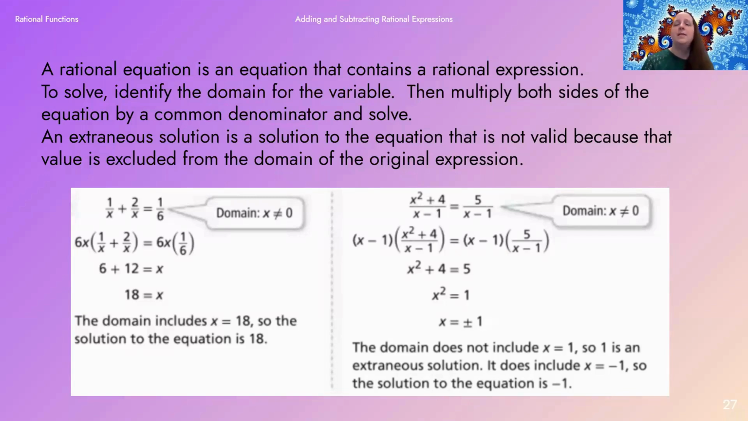Good. And then the second, x squared plus 4 over x minus 1 equals 5 over x minus 1. When I simplify it, I get x could equal positive 1 or negative 1. But if I put positive 1 back into my original equation, I find that it's an extraneous solution. So my only solution to this equation is going to be negative 1. And that is the end of Unit 4, Lesson 5.